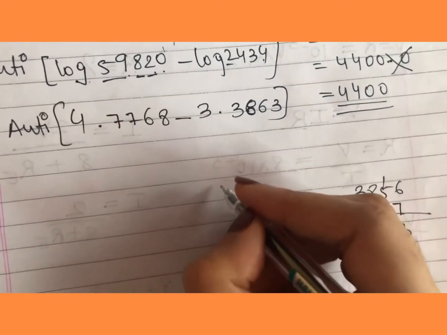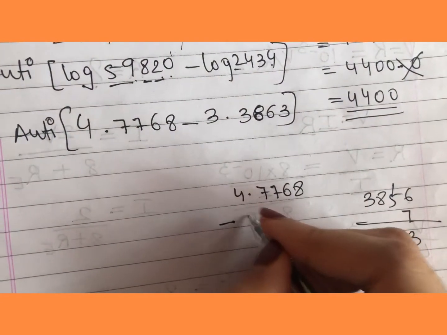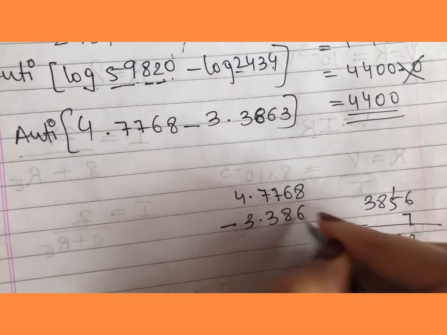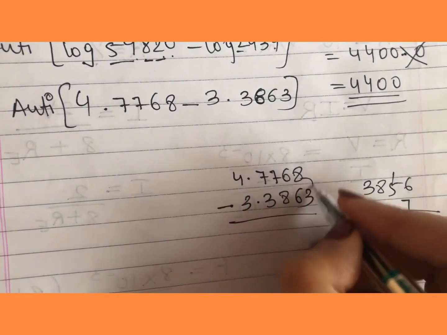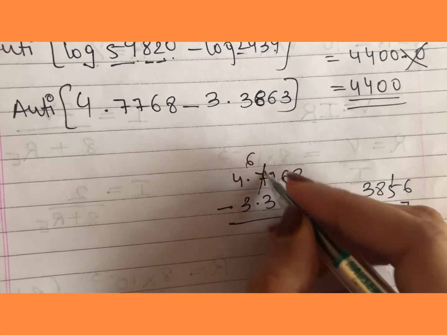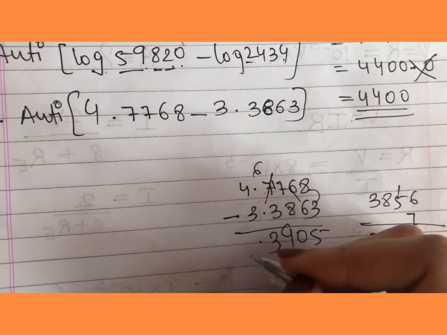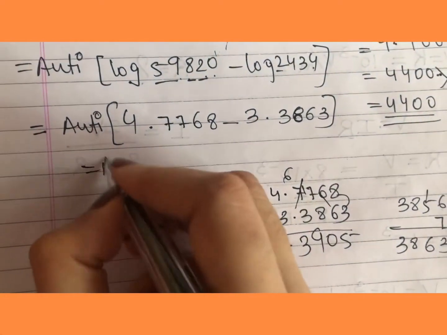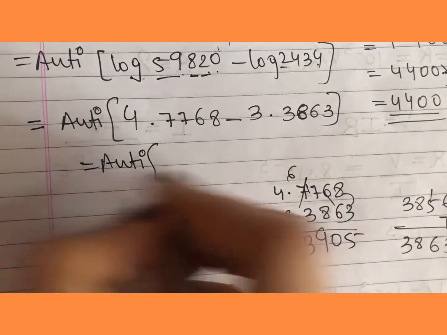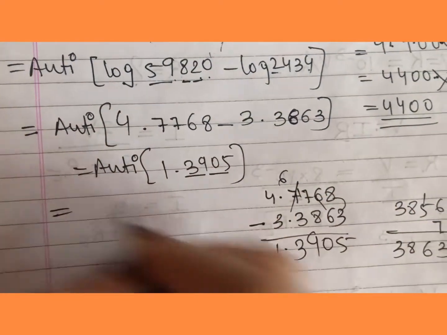Now we'll subtract 4.7768 minus 3.3863. 8 minus 3 is 5. 6 minus 6 is 0. This becomes 6. 17 minus 8 becomes 9. 6 minus 3 is 3. 4 minus 3 is 1. So anti-log of 1.3905. 39 का 0 का 5.